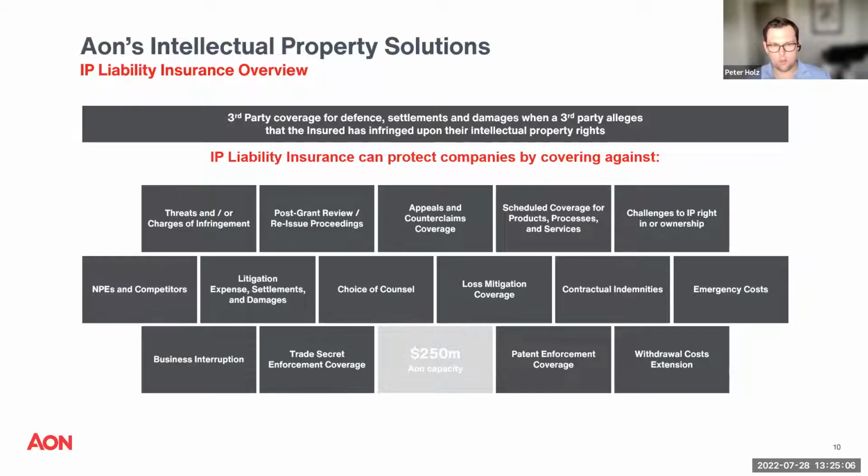Similarly, we're seeing more small companies, call it sub $40 million in revenue, able to procure patent enforcement coverage. So same concept on the trade secret side, but for patents. So if you and your outside counsel believe that a third party is infringing your intellectual property, there's now coverage available to actually go enforce your intellectual property.